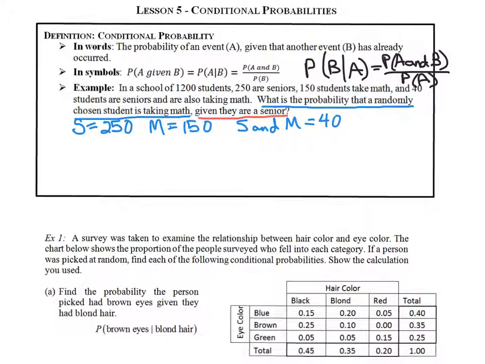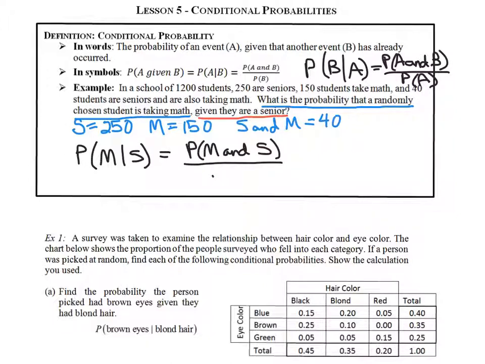Now the question is asking, what is the probability that a randomly chosen student is taking math given that they are a senior? So the way that we're going to write that is, what is the probability of a student taking math given that they are a senior? So our formula is going to be, let's first of all figure out the probability of both things occurring at the same time. So the probability of a student taking math and being a senior, and we're going to divide it by the probability that they are a senior.